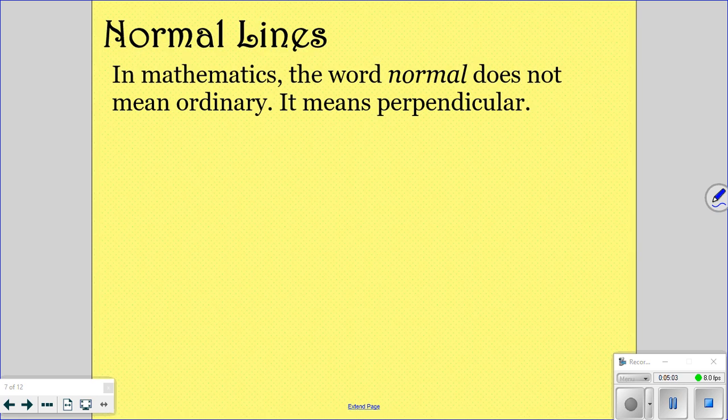So now we're going to move on to normal lines. In math, the word normal doesn't mean ordinary. It means perpendicular. So we've talked about tangent lines already. Normal lines are very similar to tangent lines, except that they are perpendicular. So when you're looking for a normal line, you're going to do a lot of the same stuff as what you did for finding a tangent line.